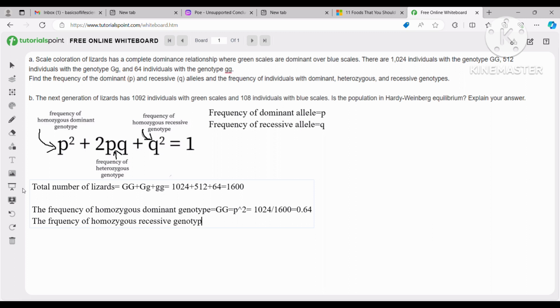Now, in the same way, you need to calculate the frequency of the homozygous recessive genotype. Here the recessive genotype is expressed by how many lizards? It is 64. So 64 divided by 1600 is equal to 0.04. Now the heterozygous population is also given, that is 512. To calculate the frequency of the heterozygous genotype, you divide 512 by 1600. Once you are done, you have the frequencies of the homozygous dominant, heterozygous and homozygous recessive genotypes.